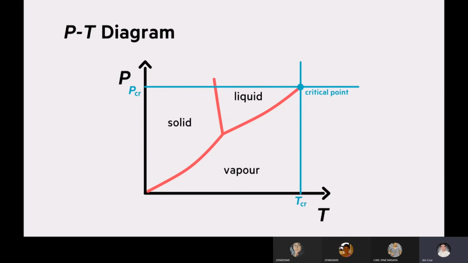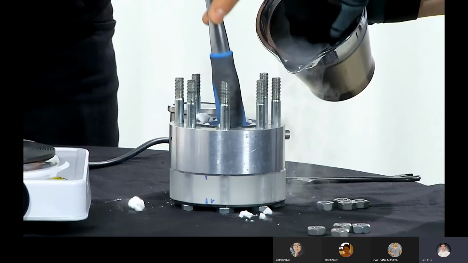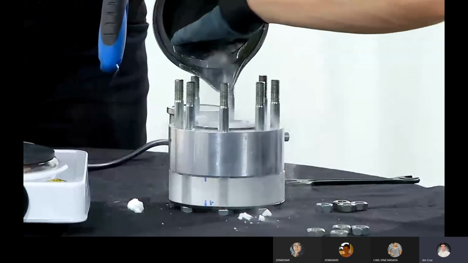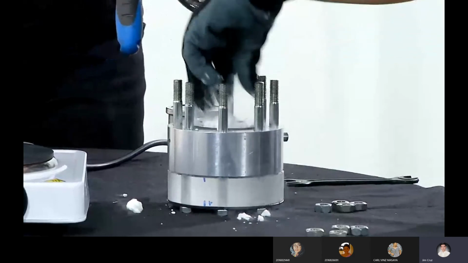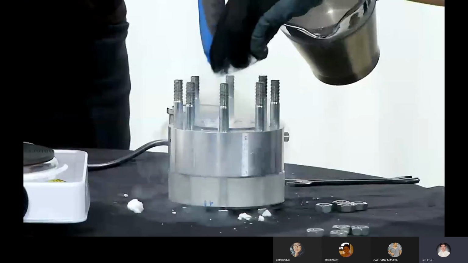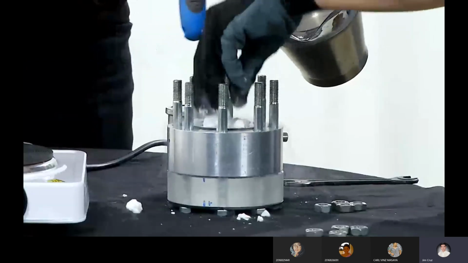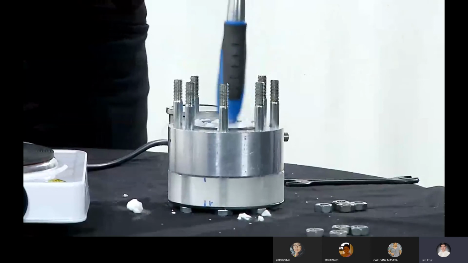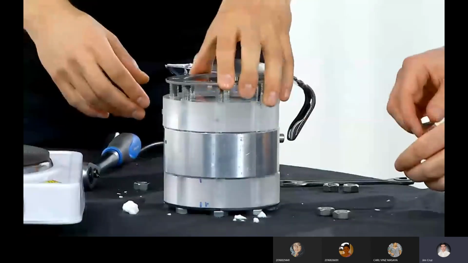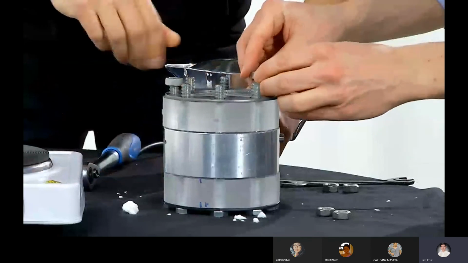With pressure and temperature that exceed the critical values, the substance will become supercritical and the differences between the liquid and the gas phase disappear. Let's see how this works in practice. For this experiment, we made our own pressure tank. It has a thermometer, a pressure meter, and a pressure relief valve. We also have some dry ice, which is carbon dioxide in the solid phase, a heating plate, and a heating base.